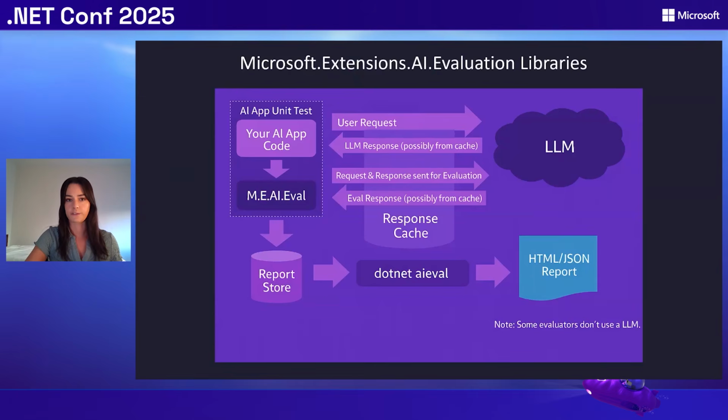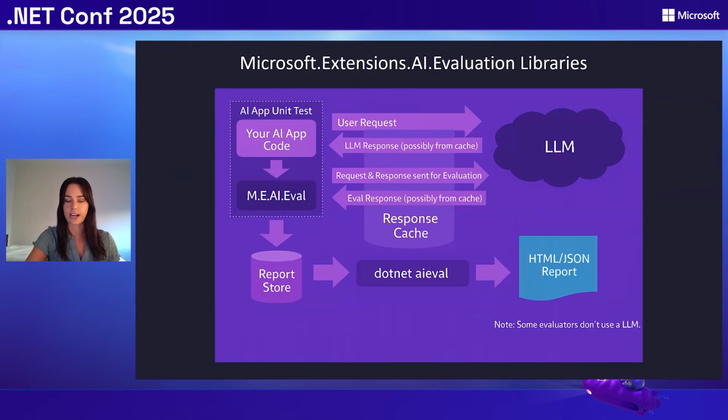So this is what the basic flow looks like for most of our evaluators. We have your AI app up here on the top left, which will receive a user query and then queries the LLM for a response. The request and the LLM response are then sent to MEAI eval for evaluation. And then this eval response is going to be generated and saved in the report store. .NET AI eval is then going to process stored evaluations and can output an HTML report, which is what I will be showing you today.